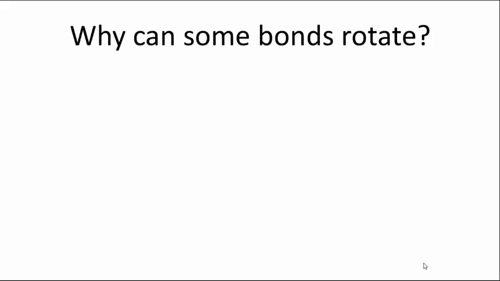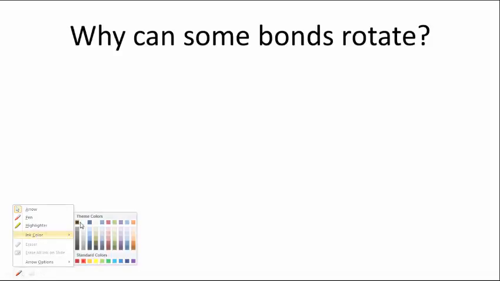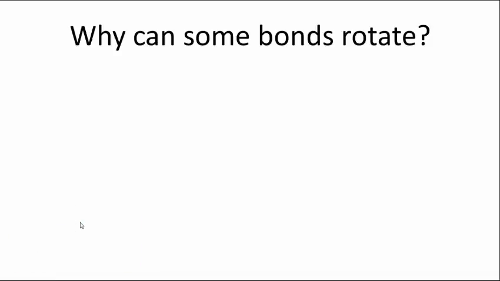So the first question is, why can some bonds rotate? I mean, I said this is all about bond rotation. And if you think about the bonds we've talked about, the simplest kind of bond, the single bond, is what we call a sigma bond. So remember that sigma bonds are made of two hybrid orbitals, which are essentially kind of like cylinders, and they're pointed at each other. All right, so sigma bonds are what we call cylindrically symmetrical.